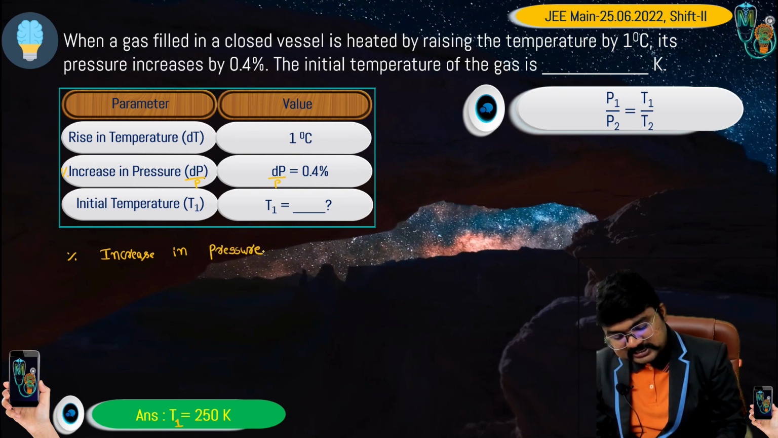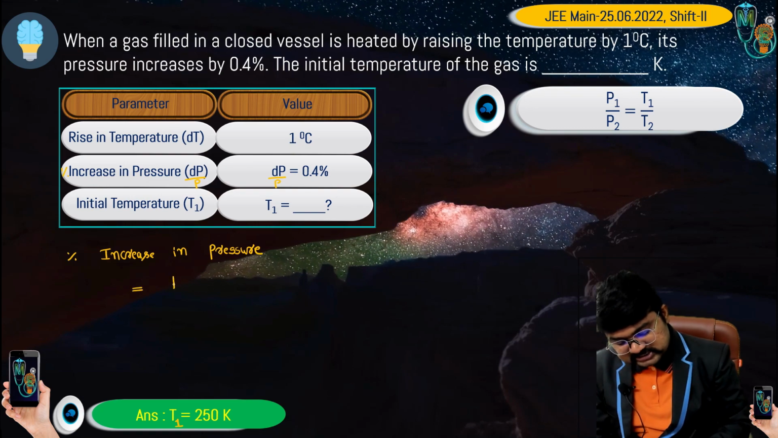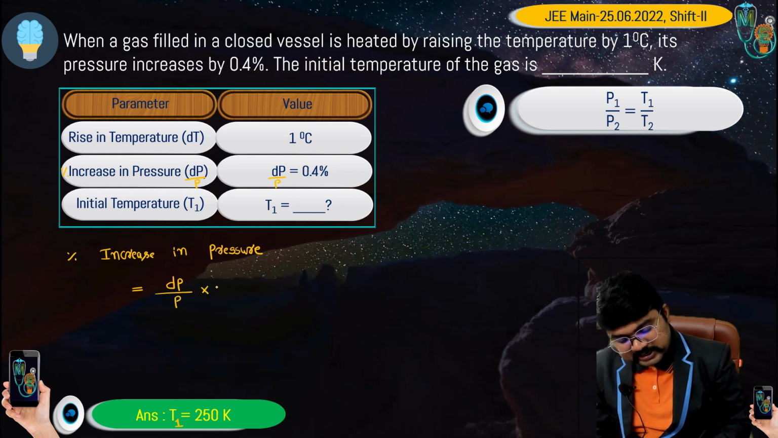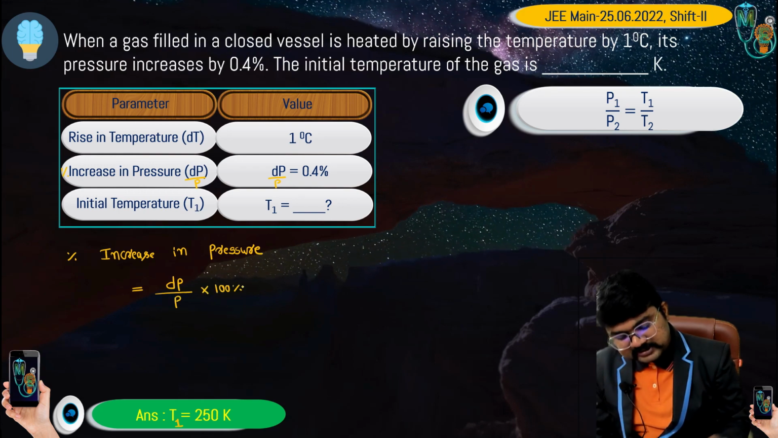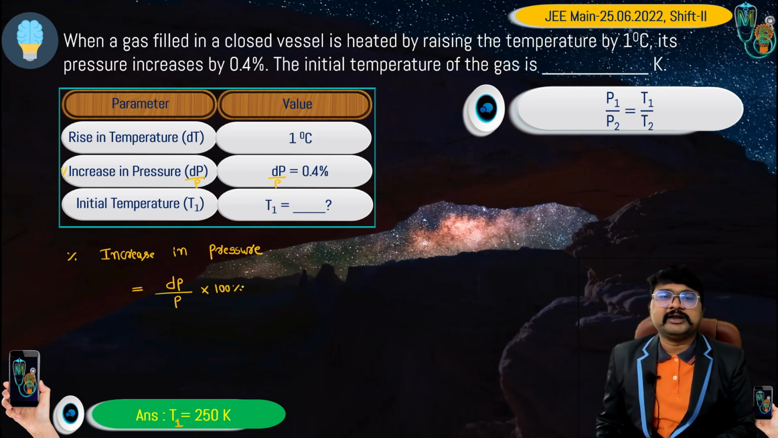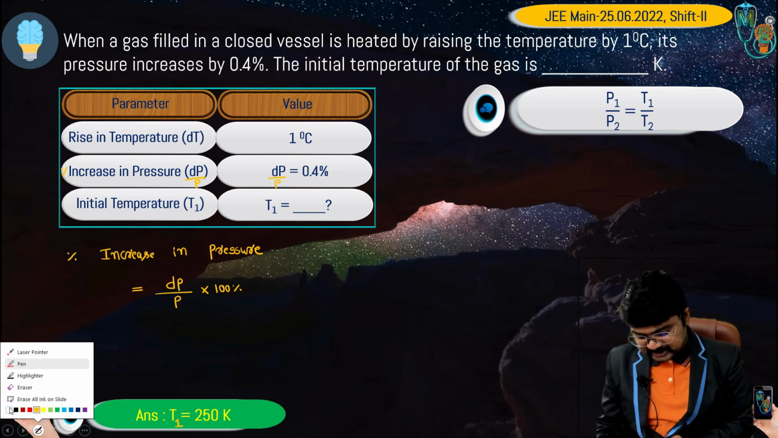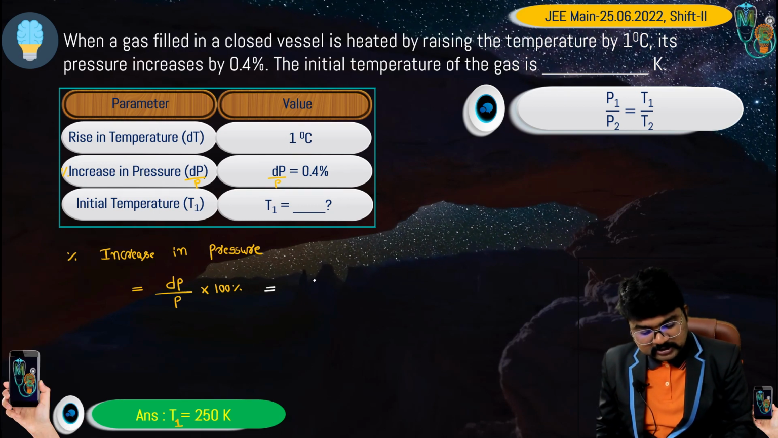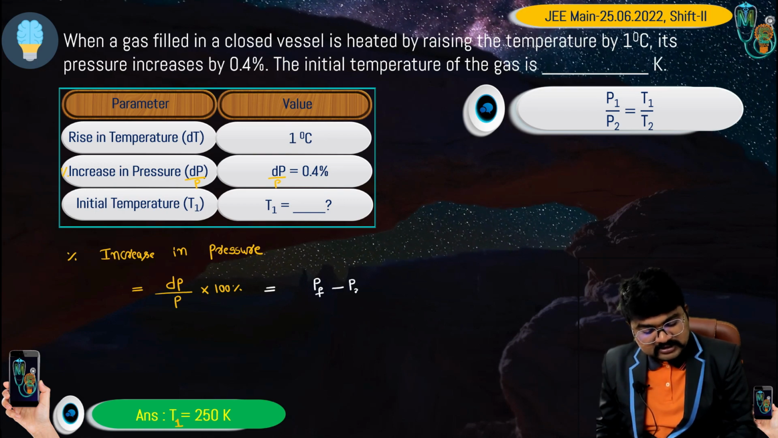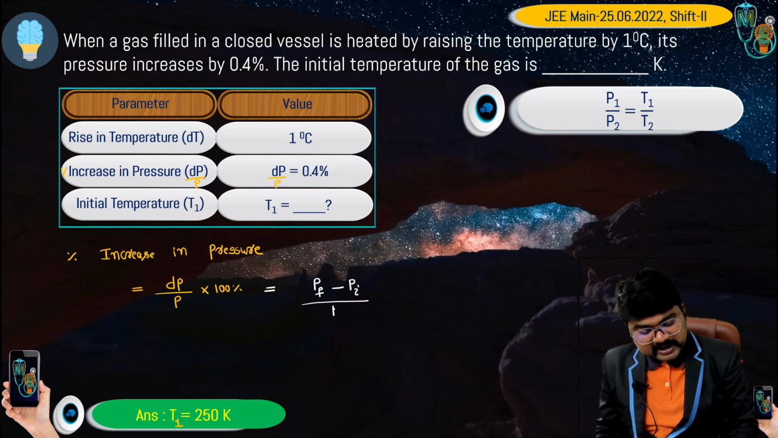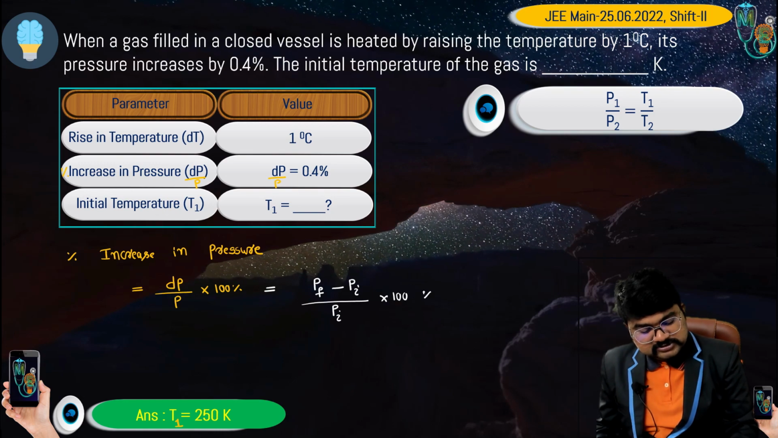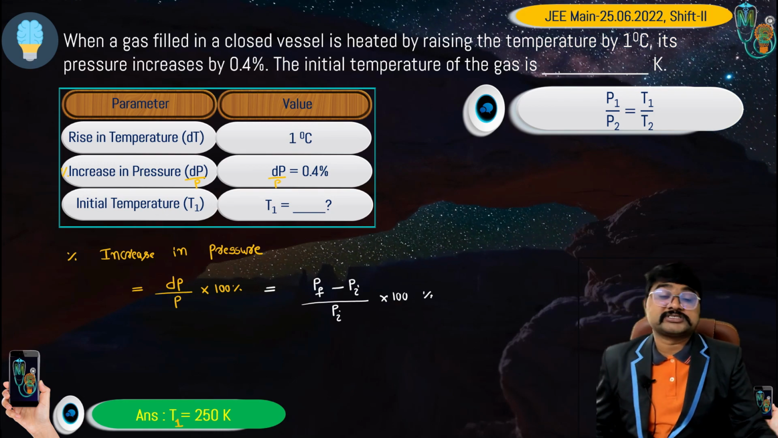Percentage increase in pressure, in the sense you need to write like this: change in pressure by original pressure into 100%. That is the percentage increase. Anytime, change in that parameter by original parameter we need to write. That is the basic procedure. So this would be final pressure minus initial pressure by initial pressure into 100%. Then you will be getting it in terms of percentage.